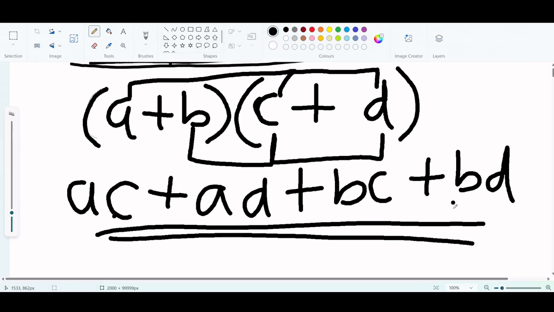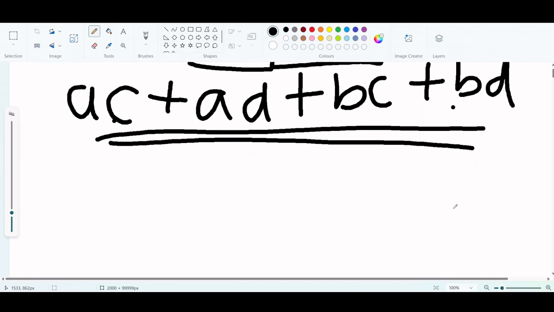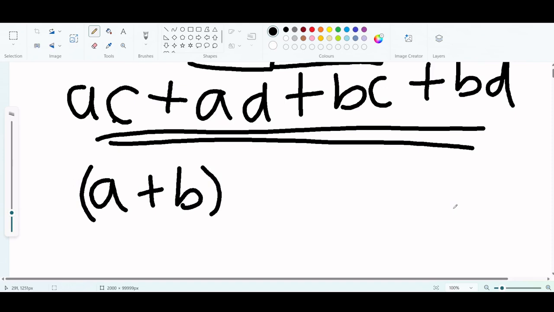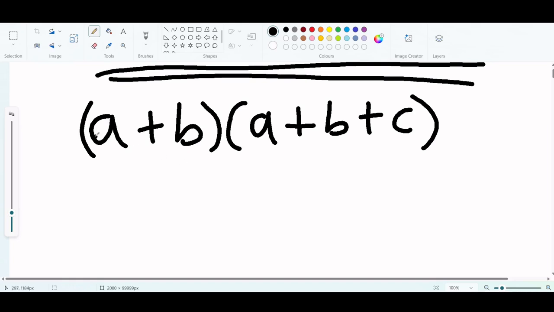Okay, now let's see another one. When we have A plus B into brackets A plus B plus C. How many terms do we have in the first brackets? We have 2 terms. How many terms do we have in the second brackets? We have 3 terms, right?